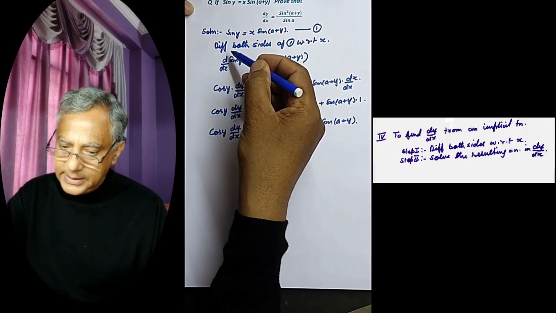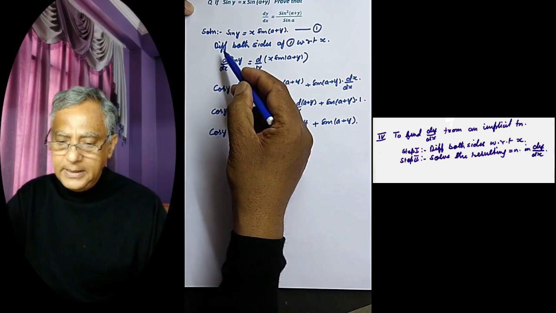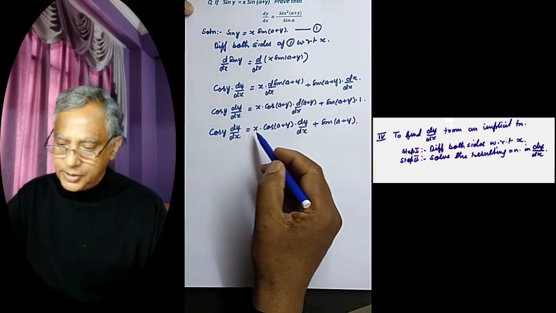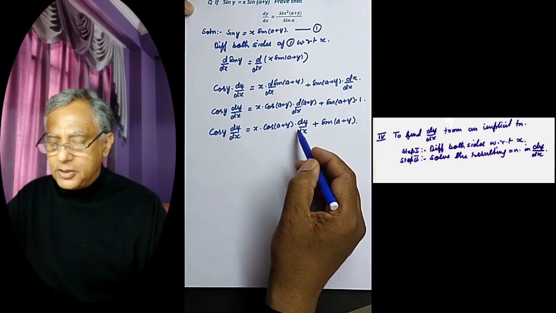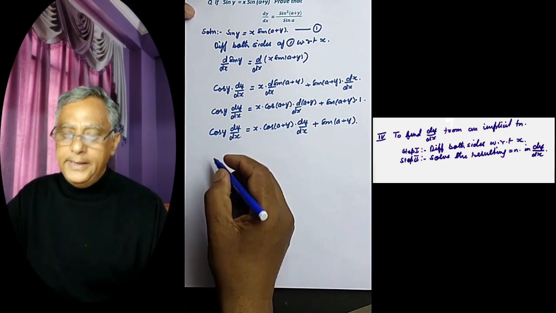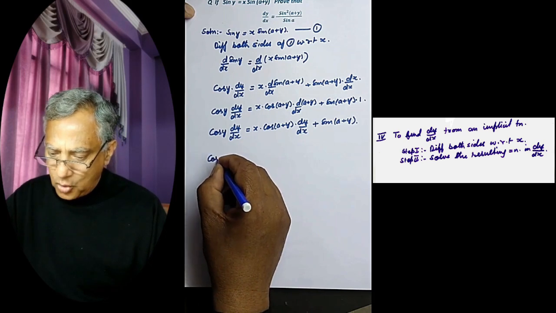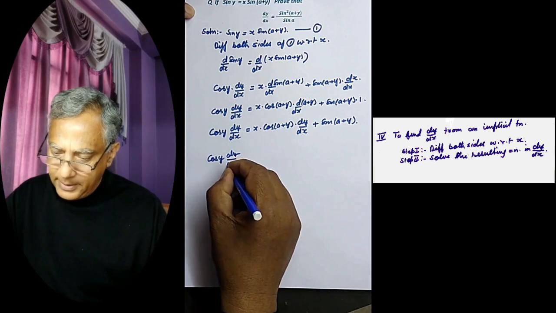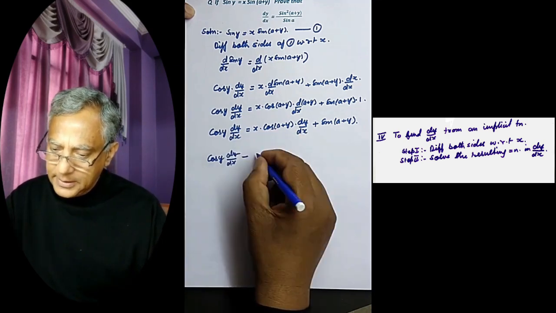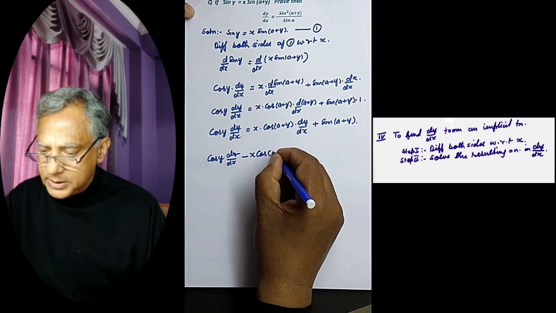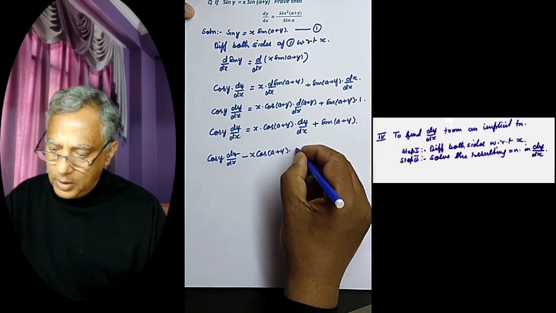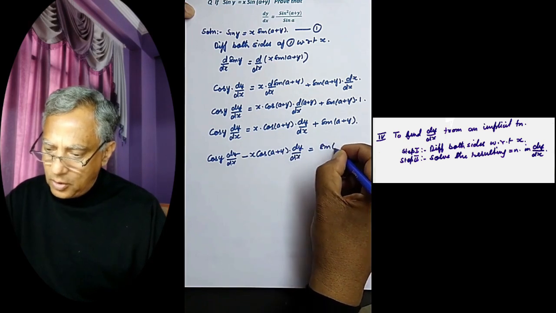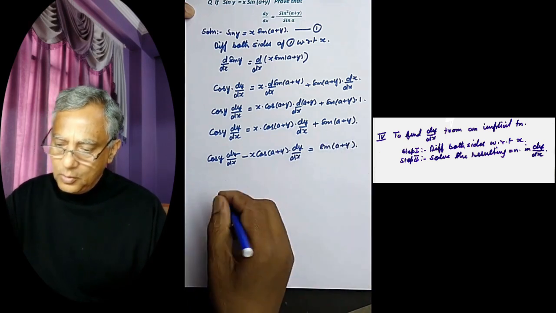Now this is the equation we get after differentiating both sides of 1 with respect to x. Next, we solve this equation for dy by dx. What we get is cos y into dy by dx minus, bringing this term to the other side, cos(a + y) into dy by dx is equal to sin(a + y).